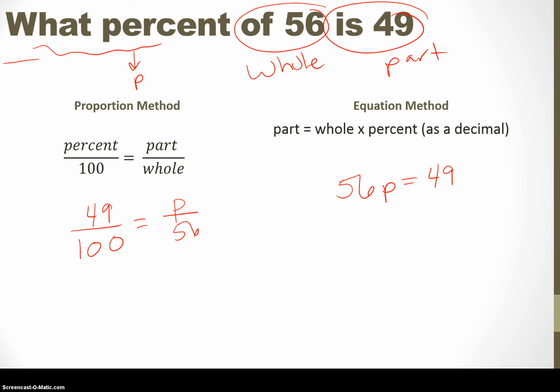Okay, check it out. Which one did I set up correctly? Talk about it. The equation method is set up correctly. The proportion method I messed up. Percent is what I don't know. The percent is always over 100. So I always put the percent over 100, the part over the whole. Now they're both set up correctly and I can solve.